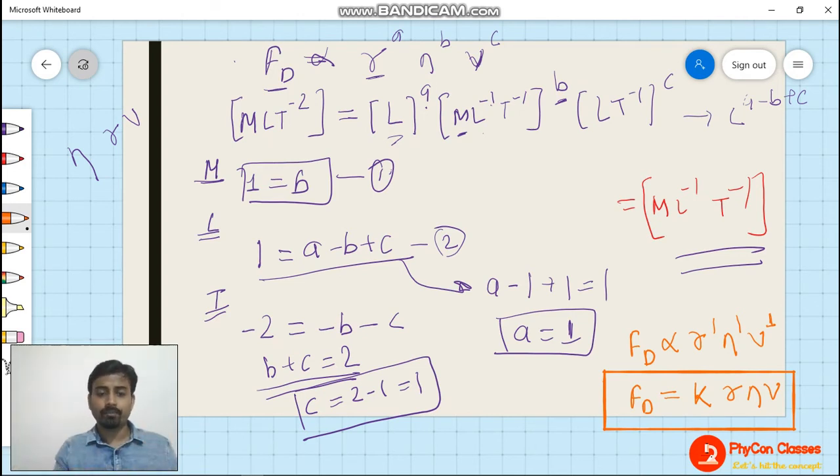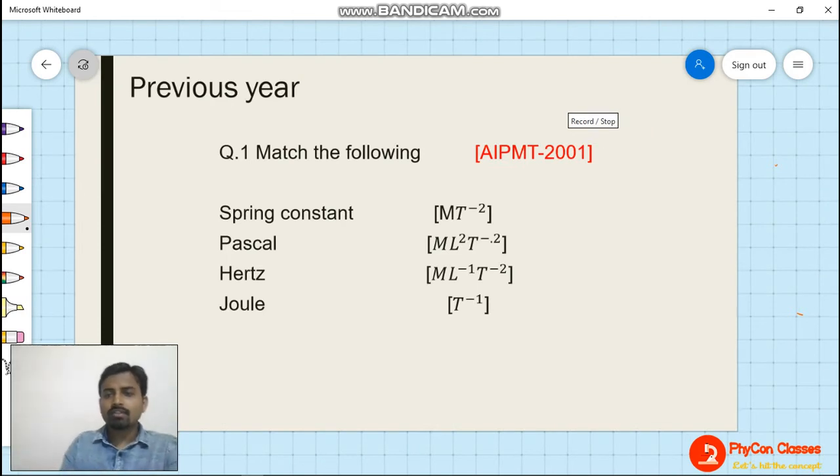Understand? Okay. So here's the last question of this lecture from AIPMT 2001, and the question is completely based on the dimensions. Clear? So you need to know the physical quantity, you need to know the dimension. That is a very simple thing.